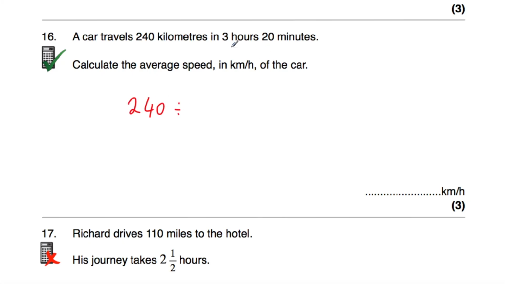Now, it's not just 3 hours or 4 hours here, it's 3 hours and 20 minutes. So we need to change these minutes into hours. So let's write this time as hours. So it'll be 3 hours, so it's going to be 3, and then point, and then we've got 20 minutes.